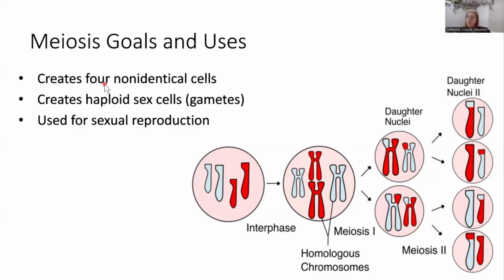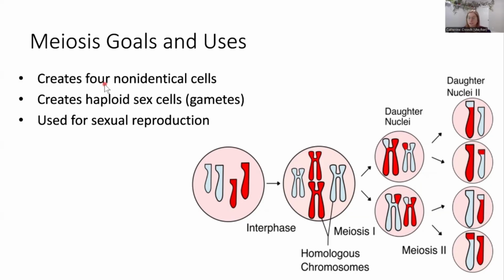In humans, those gametes are called sperm and egg. In other organisms, they're called different things. Like in fungi, they're called spores. And in plants, it's called pollen and ovules. But overall, these are the cells that are going to be used for sexual reproduction.